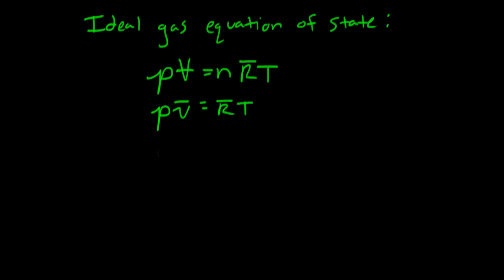On a mass basis, we have two forms as well. Pressure times volume is equal to the mass times the specific gas constant times the temperature. And finally, pressure times the specific volume is equal to the specific gas constant times temperature.